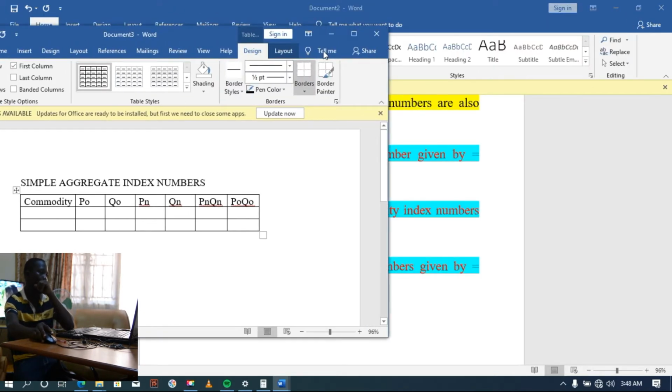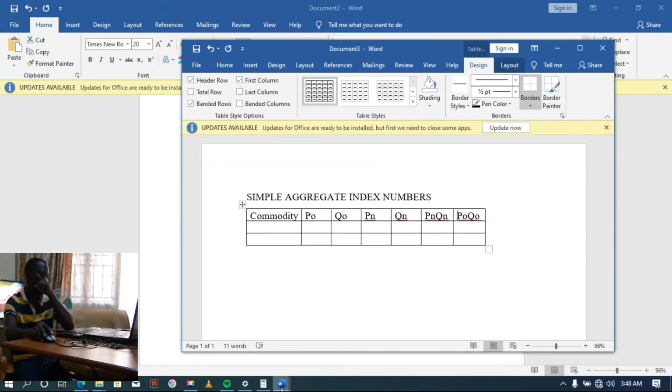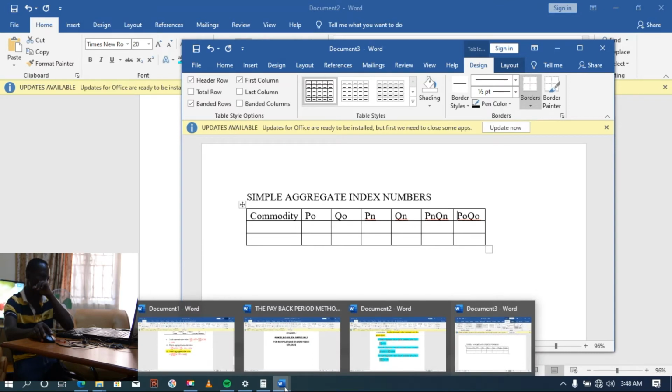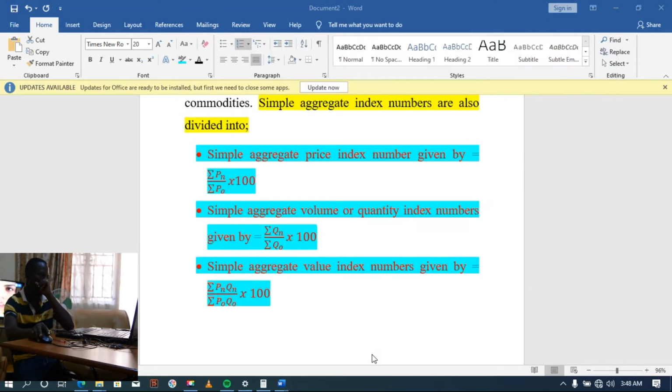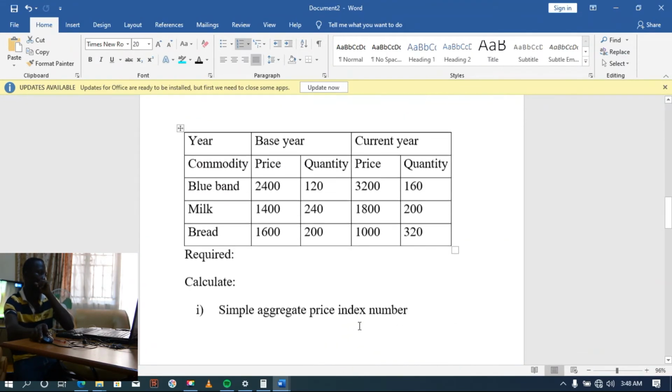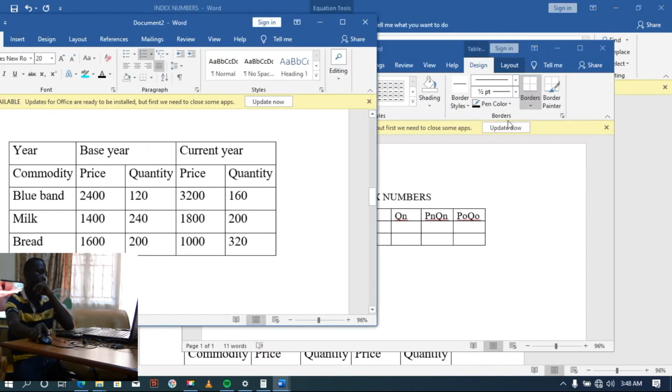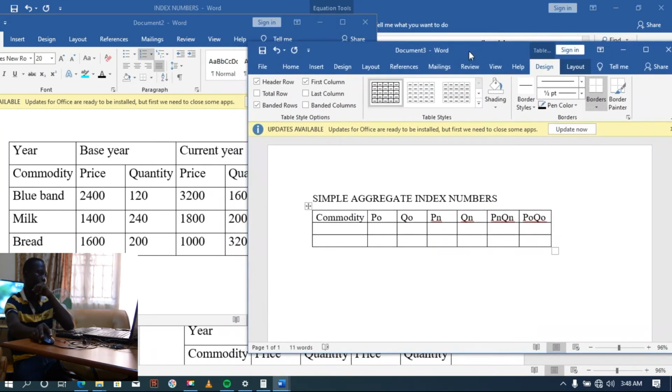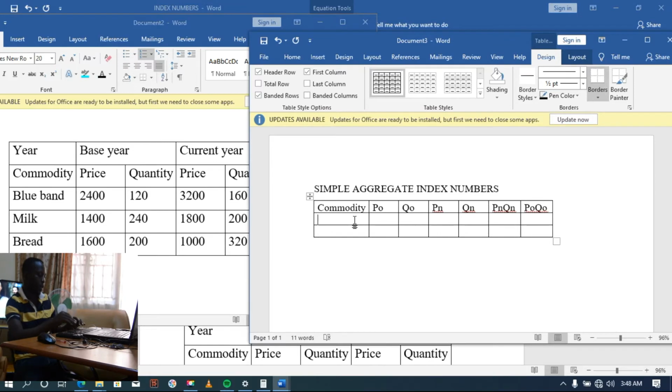So we do have these commodities. We have three commodities. So that is blue band. The base year price is 2,400. The base year quantity is 120. The current year price is 3,200. And then the current year quantity is 160.